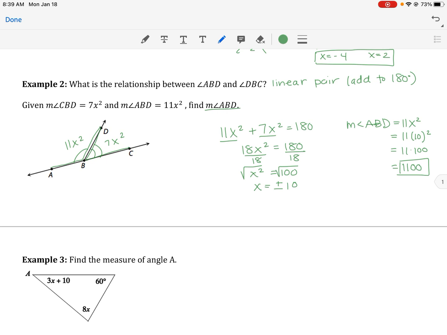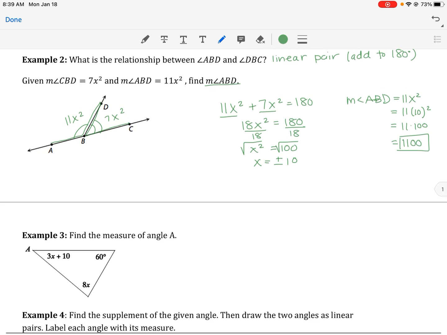So this doesn't quite make sense in that picture. But that's what the algebra tells us. That's a really big angle.